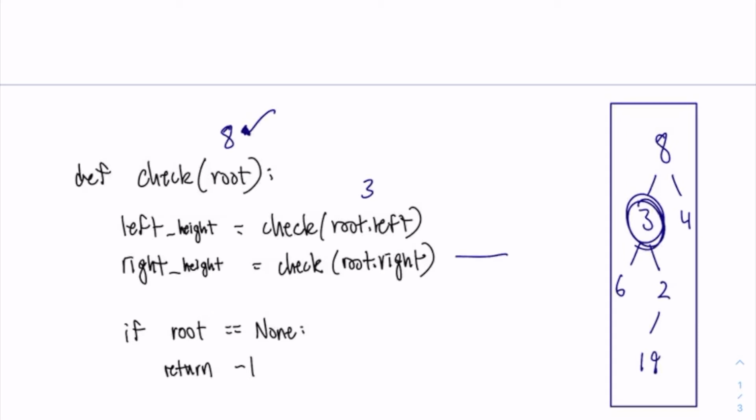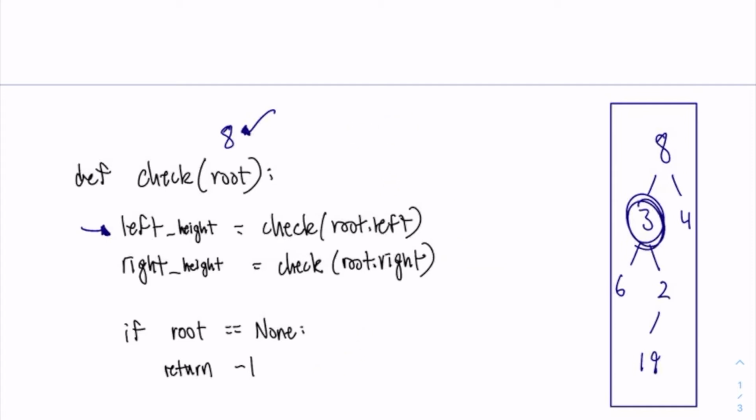And before we even visit this statement, we have to be able to do something with this. So what is check of 3, or node 3? Well, we can't really assign anything to left height because there's no return value. The only return statement we have here is return -1 if root is none. And root isn't none. Root is actually 3. So we can't really do anything.